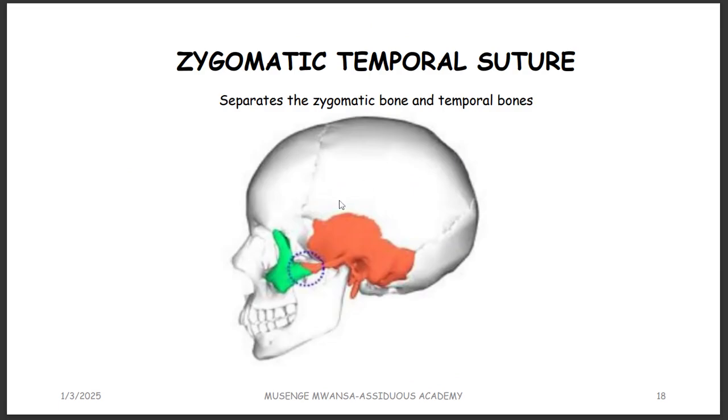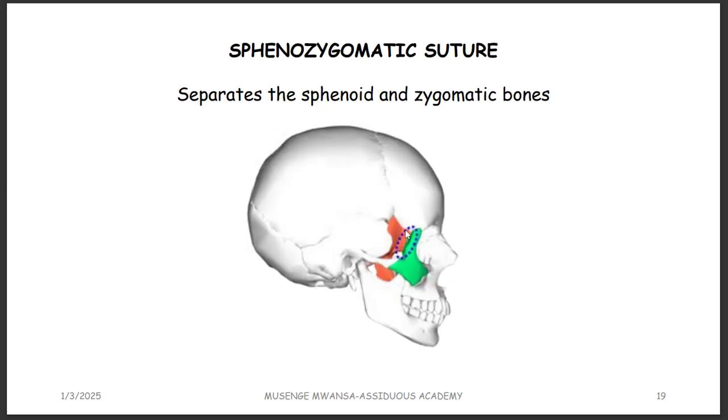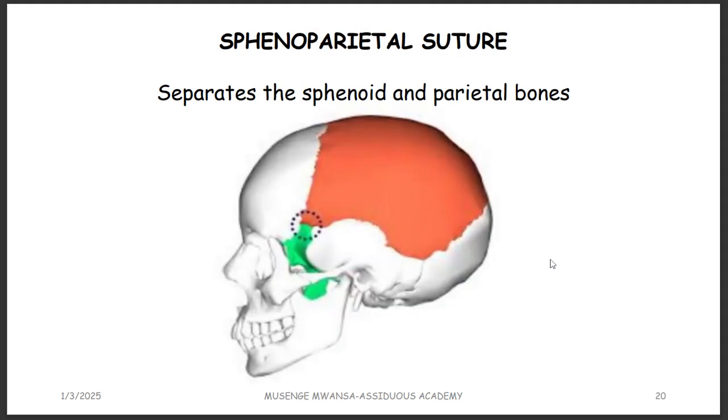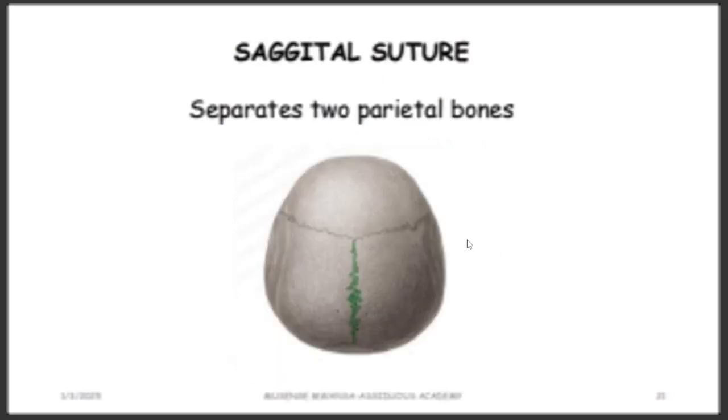On the sutures, some of them you name just by looking at the bones that are connected. This is a zygomatic bone. This is a temporal bone. So the suture is zygomaticotemporal. Then this bone here is a sphenoid, this one in orange, and the one in green is a zygomatic, so that would be the sphenozygomatic suture. And this bone here is the parietal bone. This bone here is a sphenoid bone. Don't confuse it with the zygomatic. The zygomatic is this one. So that will be the sphenoparietal suture.